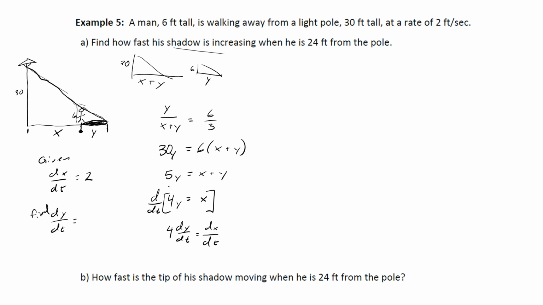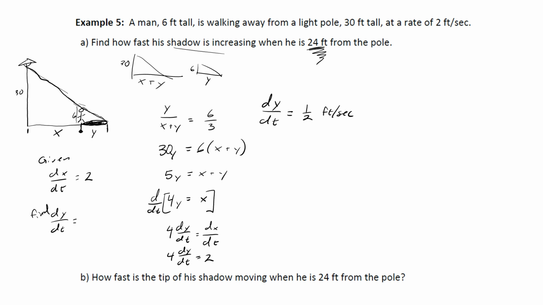Okay, and the beauty of this is we didn't actually need to use this 24 feet from the pole at all. Because when you plug this in, I get 4 dy/dt is equal to 2. And I know that dy/dt then is equal to 1/2 feet per second, which is pretty cool. You don't even need to use some of these extra bits and pieces. It doesn't actually matter how far this person is from the pole with that 24. It doesn't have any component to this problem, which is pretty exciting.